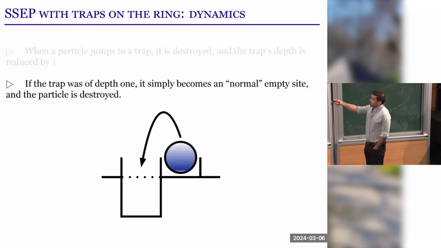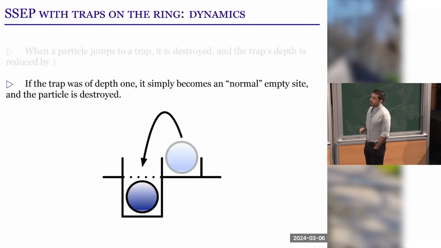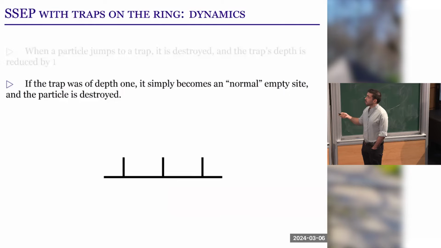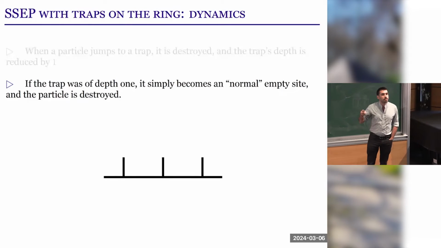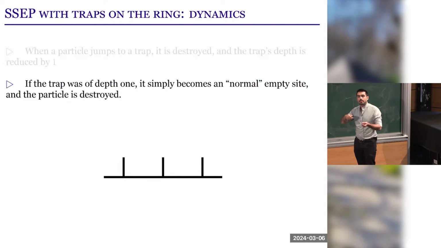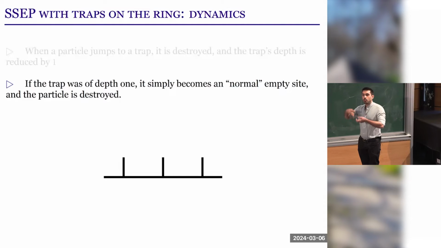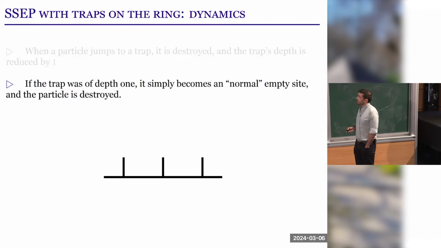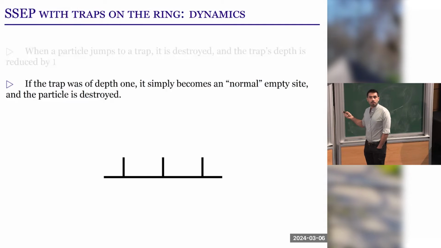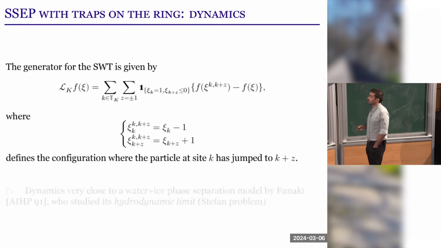And if the trap was only depth 1, the particle falls, it is destroyed, and now the trap has completely disappeared. So it's not exactly conservative in the sense that particles can get destroyed, but it is conservative in the sense that every time a particle gets destroyed, the system loses 1 trap depth. Is the model clear? Yeah? Excellent. A quick question.